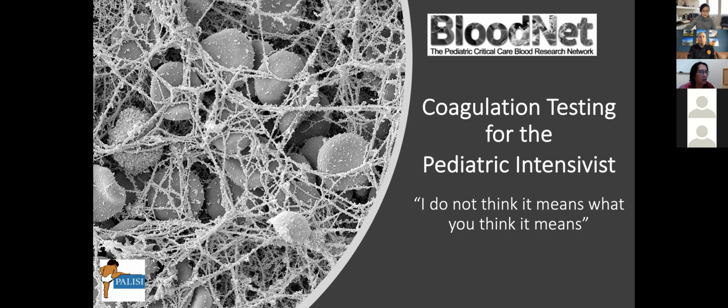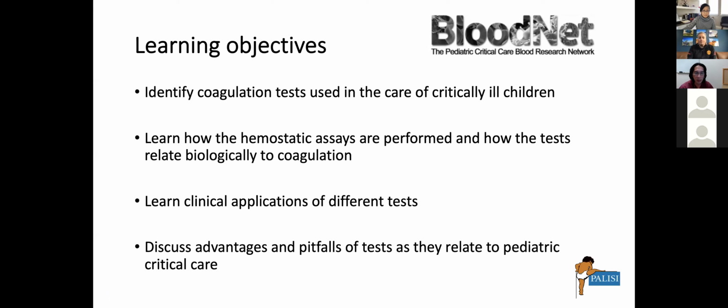Michelle, can you move on to the next slide, please? So we have 4 learning objectives today. First is to identify coagulation tests used in the care of critically ill children. Second is to learn how the hemostatic assays are performed and how the tests relate biologically to coagulation. Third is to learn clinical applications of different tests. And fourth is to discuss advantages and pitfalls of tests as they relate to pediatric critical care.